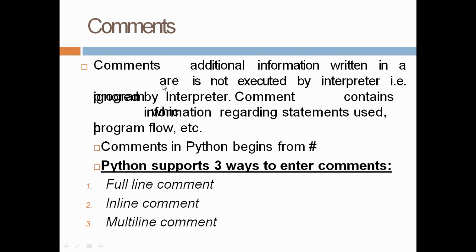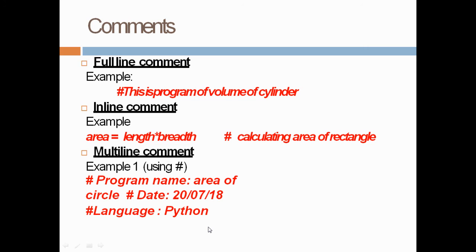Then comments: additional information written in a program that is not executed by the interpreter. These are statements which are written within the program for the purpose of the programmer, and these are non-executable statements, not to be executed by the interpreter. So comments contain information regarding statements used by the program flow. Comments in Python begin with hash. Python supports three types of comments: full line comment, inline comment, and multi-line comments.